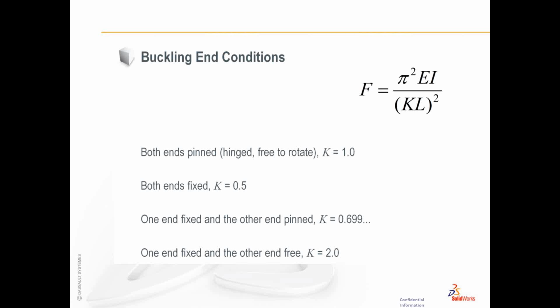Increasing the tendency to buckle. One end fixed, the other end pinned, 0.7, somewhere in between. And then one end fixed and the other free is 2.0, the greatest of the four cases in terms of reducing the buckling load factor.